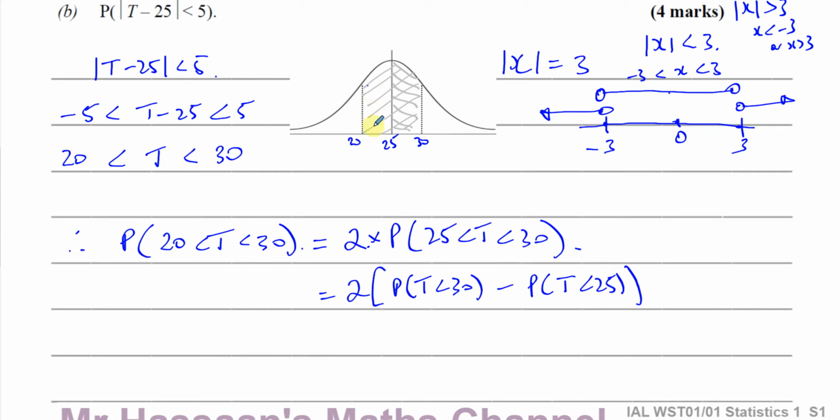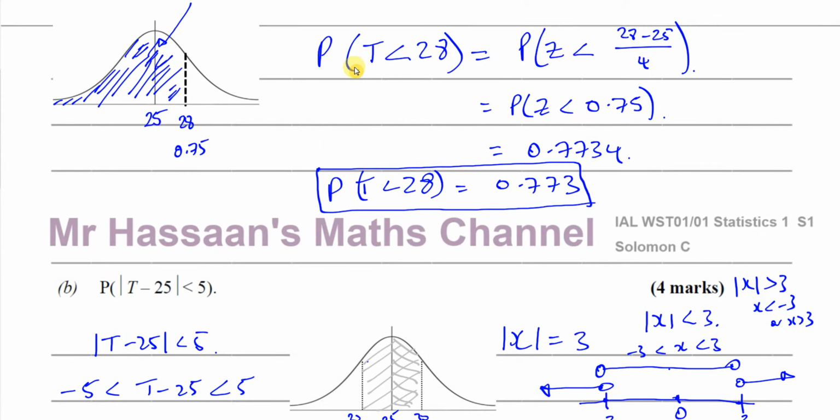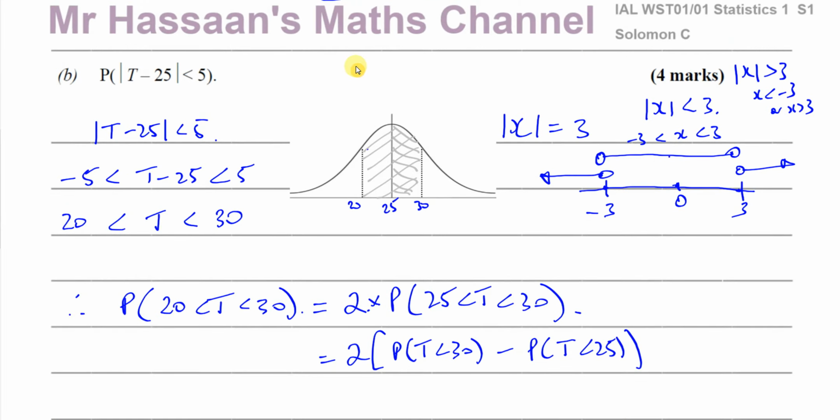The reason I'm doing that, I could have said the probability that t is less than 30 minus the probability that t is less than 20. Finding the probability that t is less than 20 is not such a big deal, but it's a bit more work. I know the probability that t is less than 25 is 0.5. So if I find the probability that t is less than 30, take away the probability that t is less than 25, I've got this area.